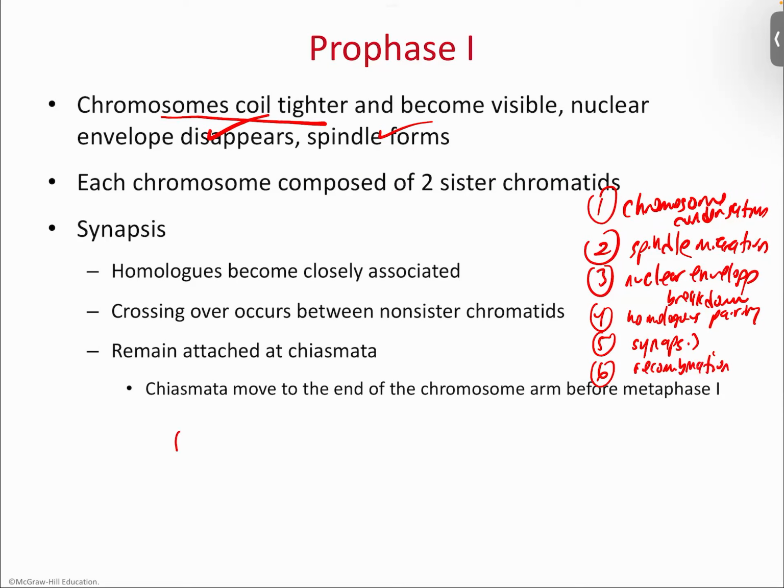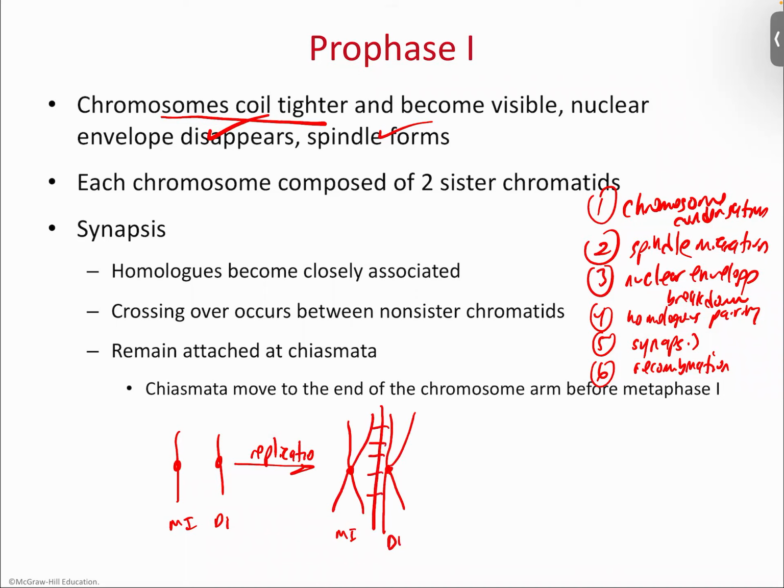So what does that look like? Essentially, you get your 2 chromosomes together, mom 1 and dad 1. You're going to go through replication, and then you're going to pair your 2 together. So this is mom 1 and dad 1. Now in homologous pairing, the 2 homologs find each other. Mom 1 finds dad 1, and you zipper them together with a structure called the synaptonemal complex.